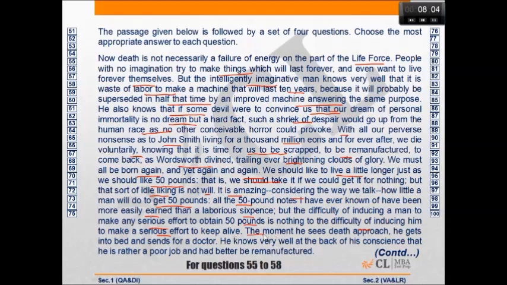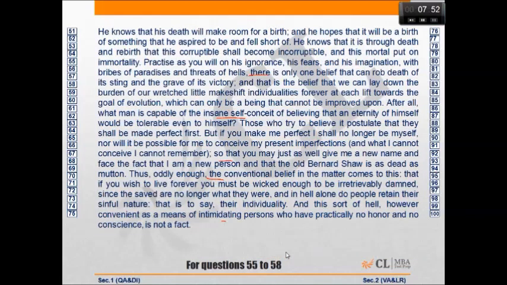The moment he sees death's approach, he gets into bed, sends for a doctor. He knows very well at the back of his conscience that he's a rather poor job for what he has to be, and had better be remanufactured. He knows that will make room for birth, and he knows that will be birth of something he aspired to be and fell short of. He knows it is through death and birth that this corruptible shall become incorruptible, and his mortal put on immortality.